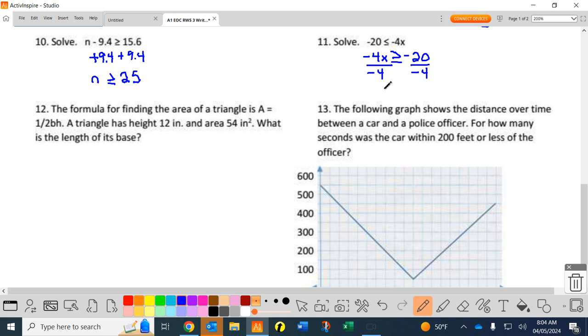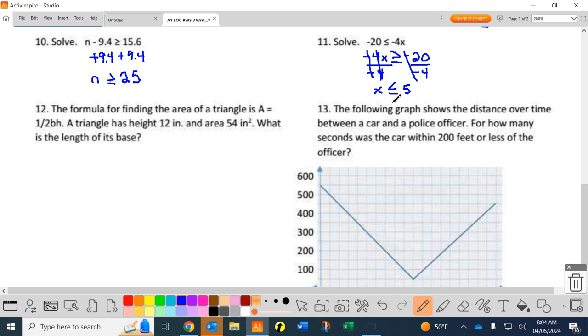So this cancels out. We get just x. These cancel out, and when we divide, 20 divided by 4 is going to put us at 5. And we need to flip this sign so that it was greater than or equal to, and now it's less than or equal to. All right, and that's your final answer because you have your variable on one side and your numbers on the other.